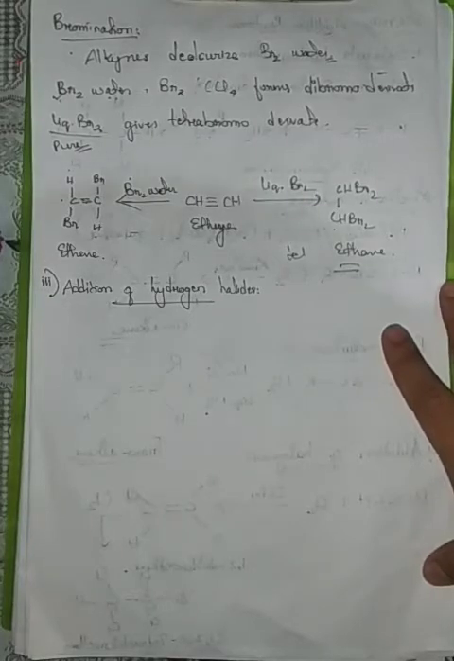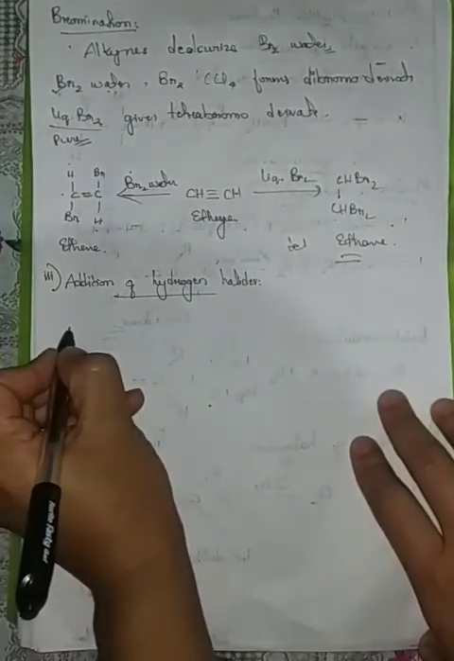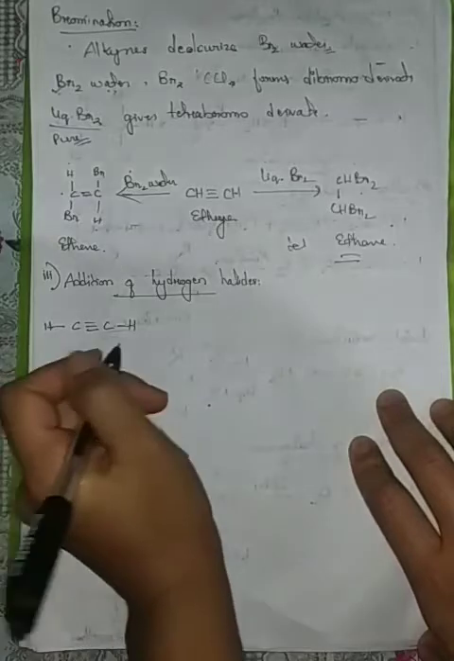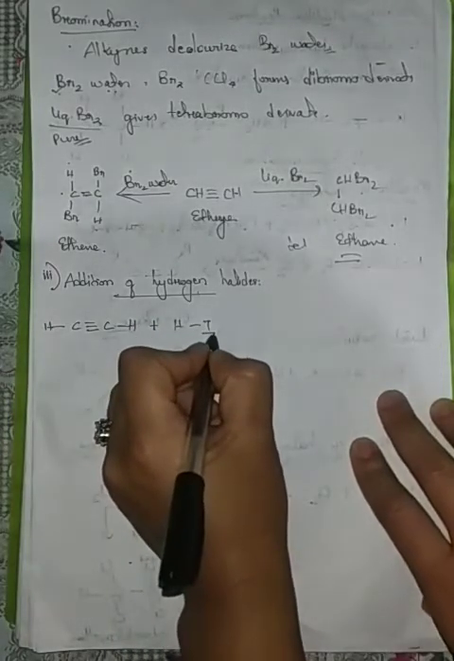Now let's check the third addition reaction of alkynes, that is the addition of hydrogen halides, also known as hydrohalogenation. Hydrohalogenation reaction means addition of hydrogen halides. Now, this is our alkyne, with a carbon to carbon triple bond. This is an alkyne when it reacts with hydrogen halides.